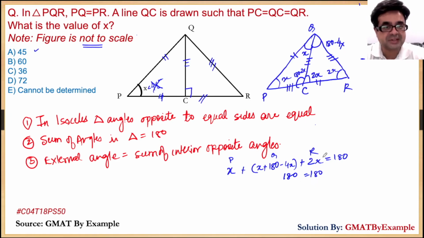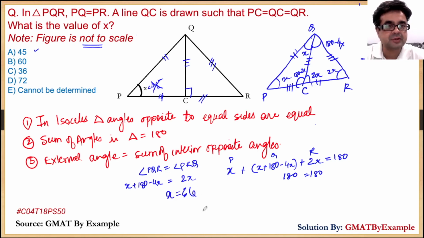What you are still missing is another key piece of information, which is marked by line PQ equals PR. So if you see these two dashes, PQ equals PR, that means the opposite angles should be equal, which means this angle Q and this angle R must be equal. And we are missing that equation. So quickly, let's write that down. It's simply X plus 180 minus 4X, which is angle PQR, and angle PRQ, which is nothing but 2x, they should be equal. Here you will get the value of X as 36 after you resolve this equation. So the answer to this question is C.